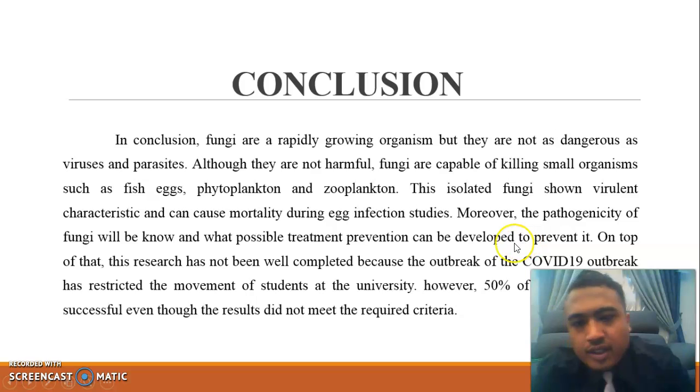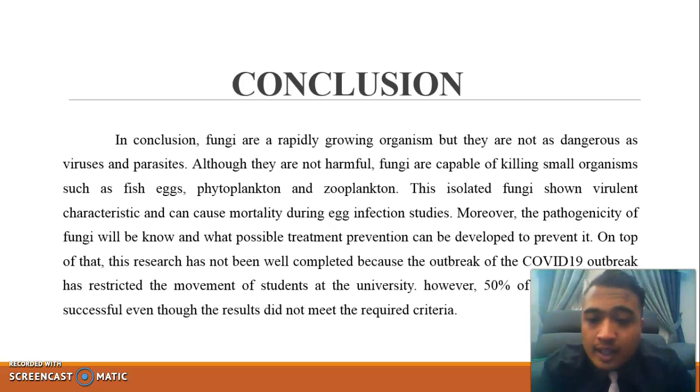For the conclusion, fungi are rapidly growing organisms, but they are not as dangerous as viruses and parasites. Although they are not that harmful, fungi are capable of killing small organisms such as fish egg, phytoplankton, and zooplankton. These isolated fungi show virulent characteristics and can cause mortality during egg infection studies. Moreover, the pathogenicity of fungi will be known, and possible treatment and prevention can be developed.